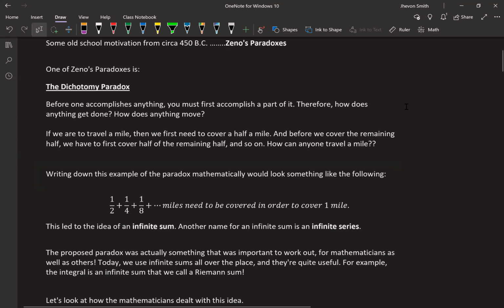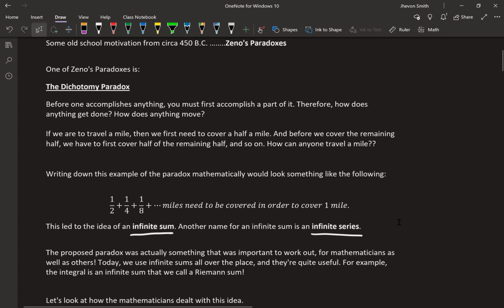Now, another name for an infinite sum is an infinite series. So an infinite sum, we call an infinite series. A series is just a sum. It's just another word for sum. That's all it is, right? So this is a very important thing, an infinite sum, knowing how this sum actually works out.